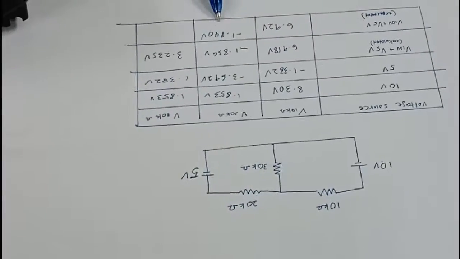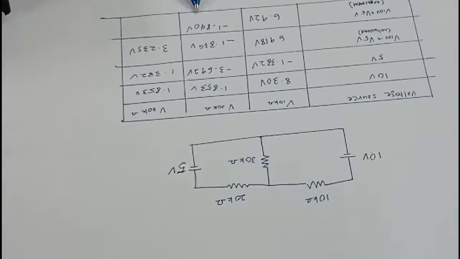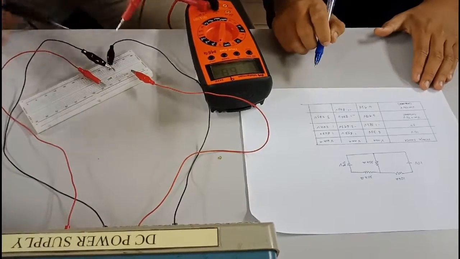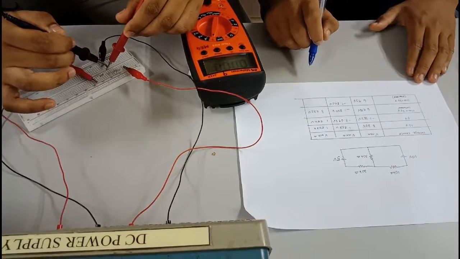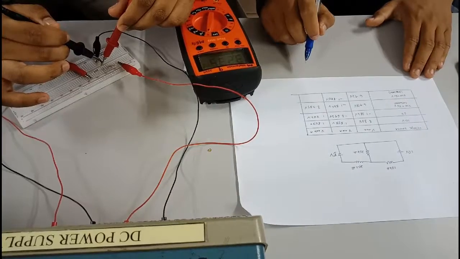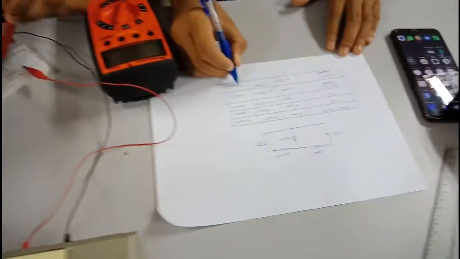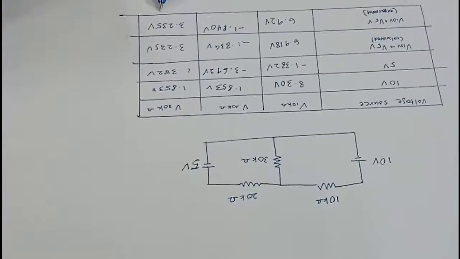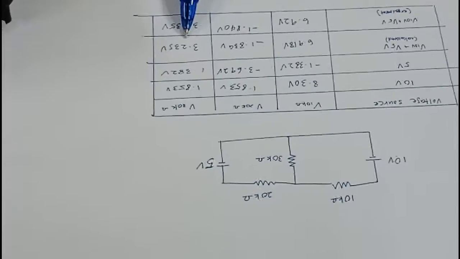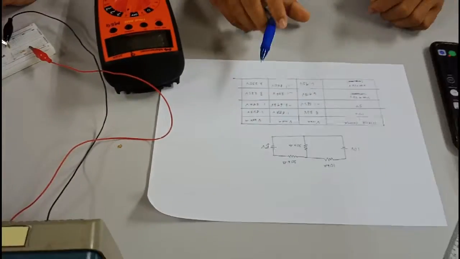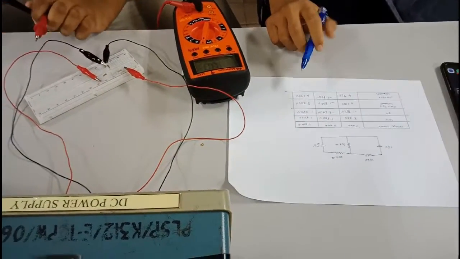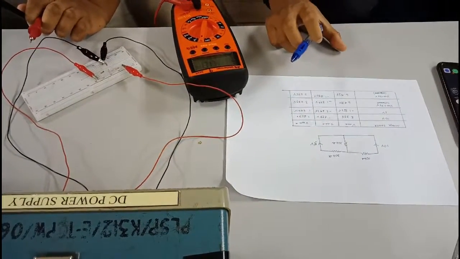only 0.001 approximately change. So lastly, for the voltage for resistor 30k ohm, we got 3.235. So the value is the same, no change, it's 100% the same. So we can conclude that the superposition theorem is verified.